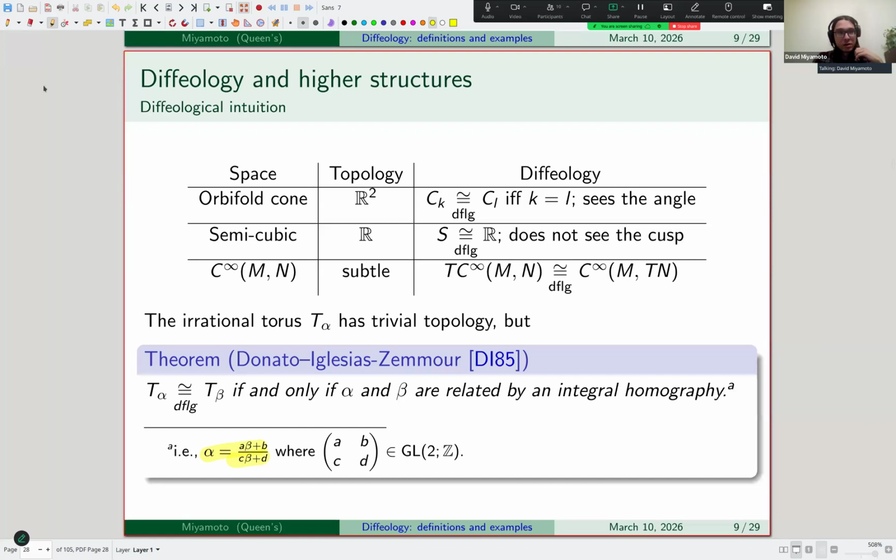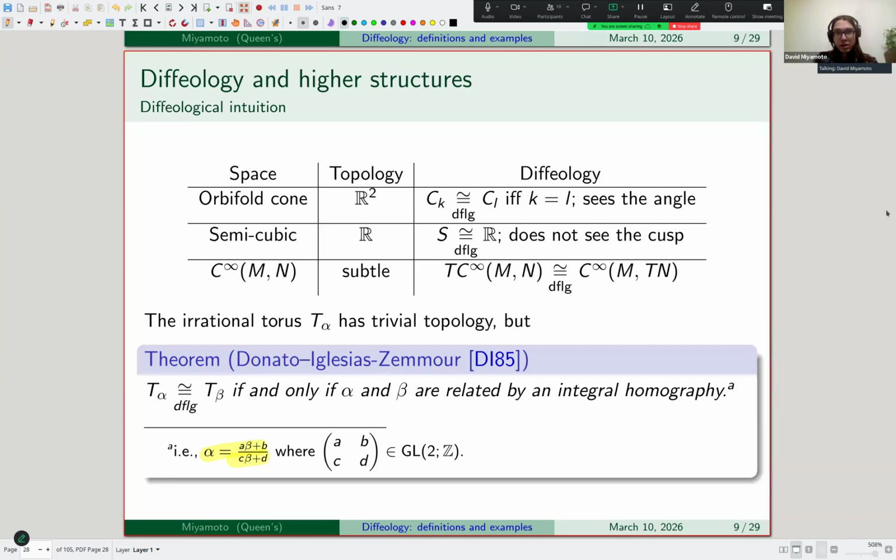Okay, so this result is from 85. Well, in the next slide or so, we'll see that diffeology itself was created in the 80s. So this came fairly early on, and it's one of the things that keeps it relevant today, because these irrational tori are relevant. We'll see how they come up in the future. Okay.